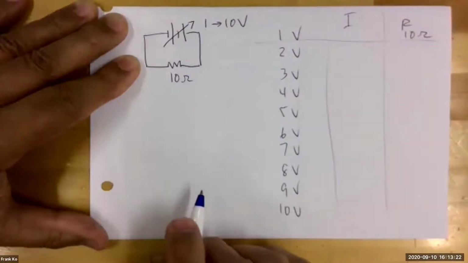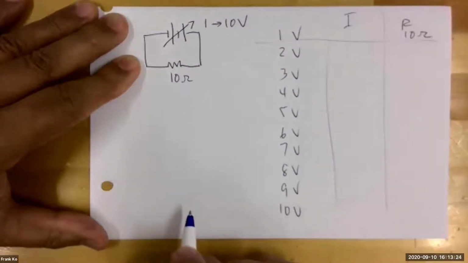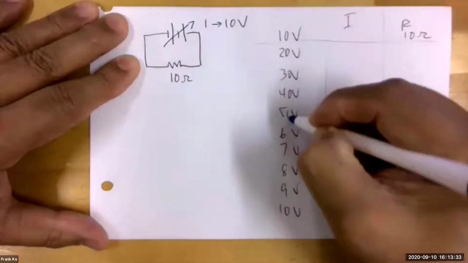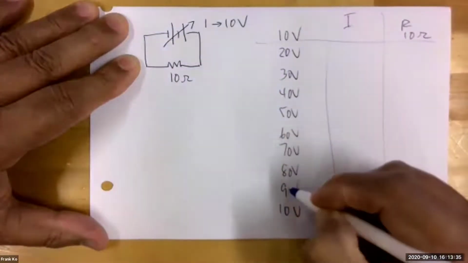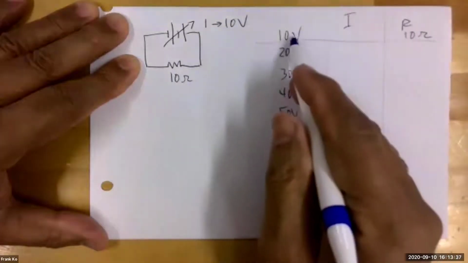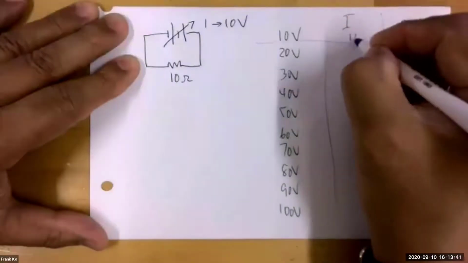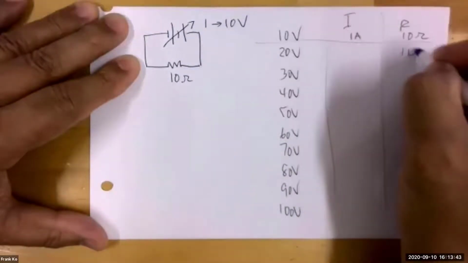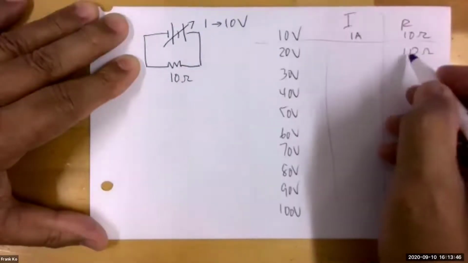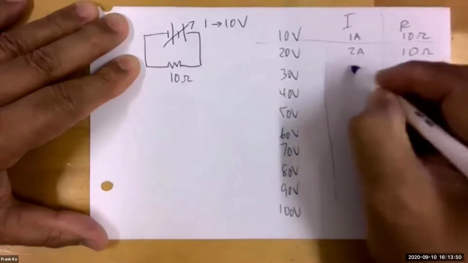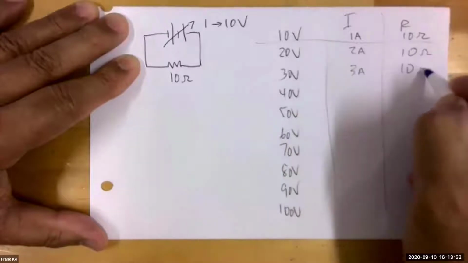I'm going to do this a little easier and make these numbers multiples of ten, that way we won't have any millis, okay? So 10 volts, what's 10 volts divided by 10 ohms, everybody? 1 amp, yes? What's 20 volts divided by 10 ohms? 2 amps, yes? What's 30 divided by 10 ohms? 3 amps. You see a pattern here?